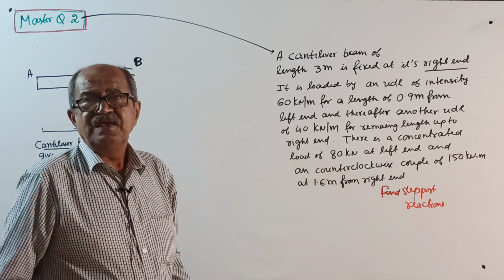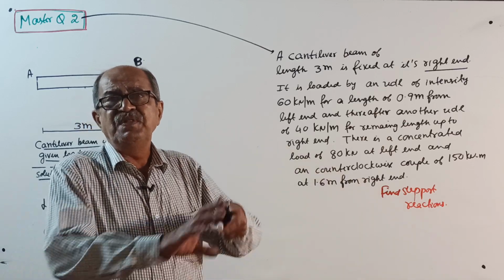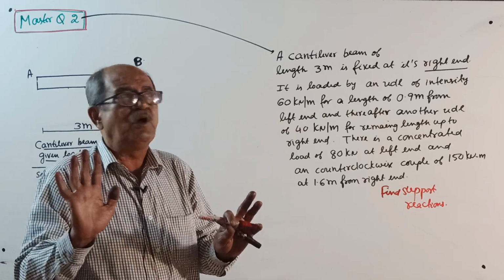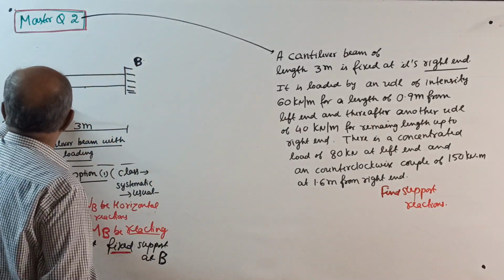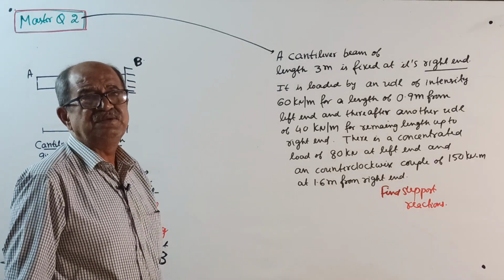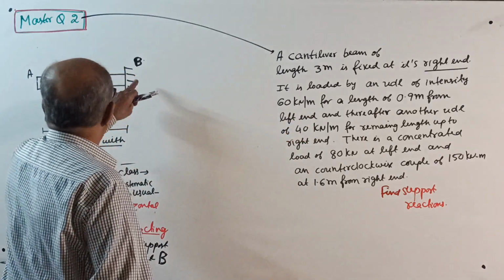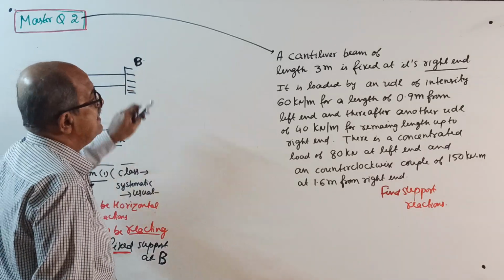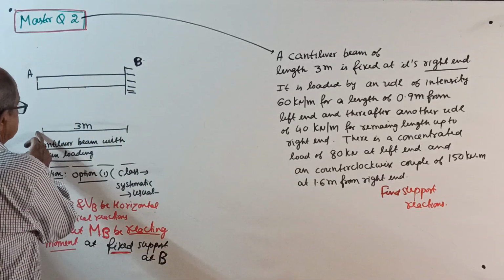Equally important. Sometimes people get confusion when the right side is fixed. Be ready for both. So left side free, right side fixed, because cantilever means what? One side fixed, one side free, right side fixed here. So B, dark iron, fixed end. Length is 3 meter.